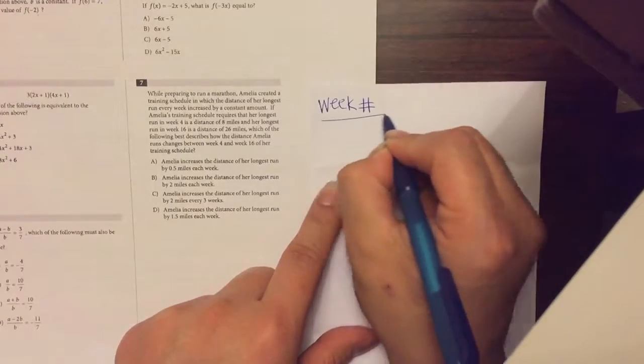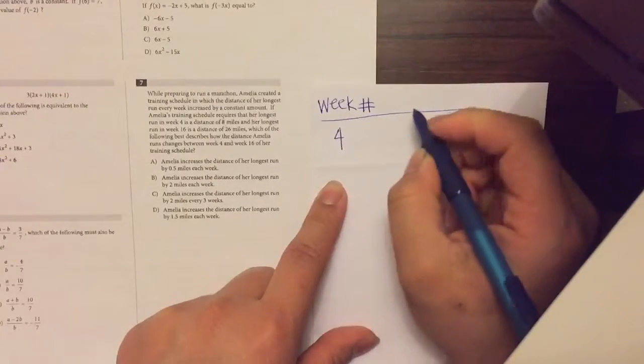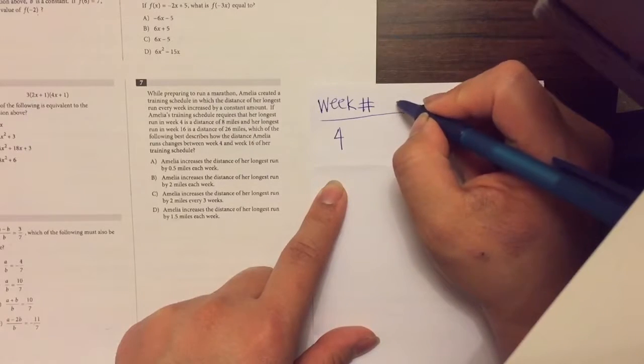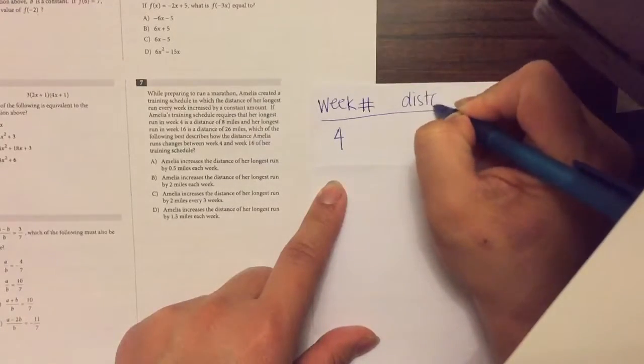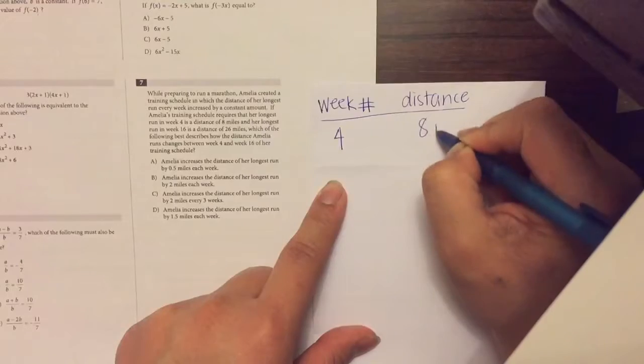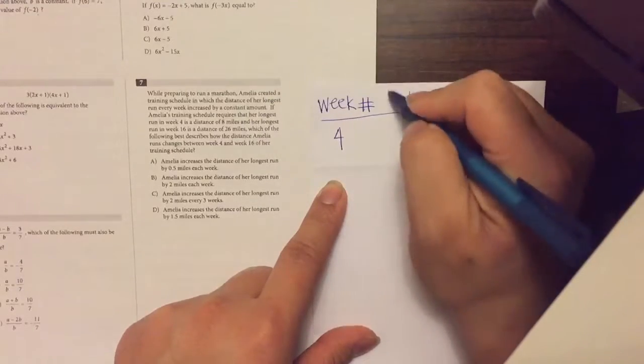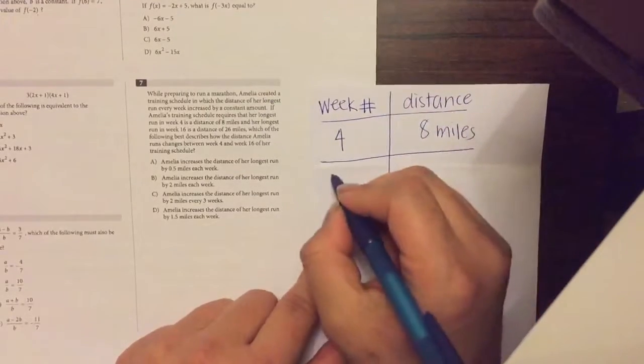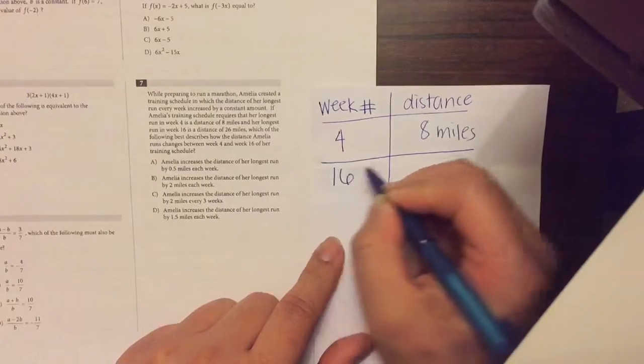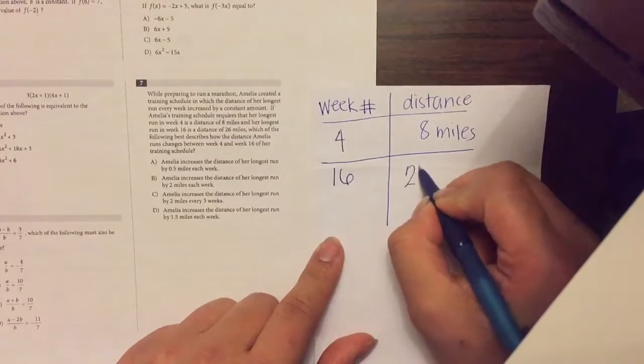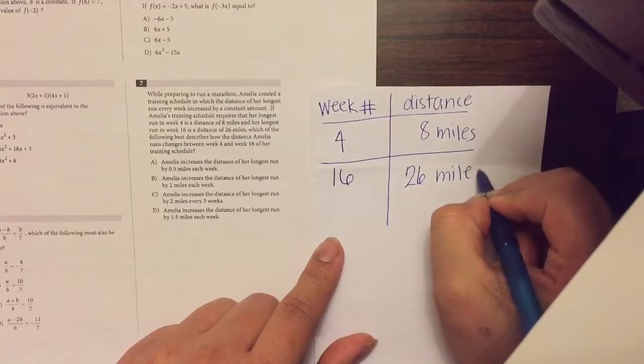the week number 4, Amelia plans to run a distance of 8 miles. So 8 miles. And after 16 weeks, she plans to run a distance of 26 miles.